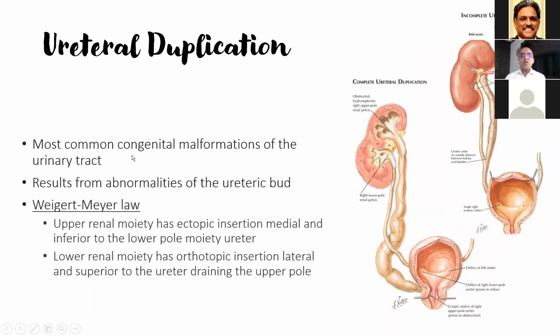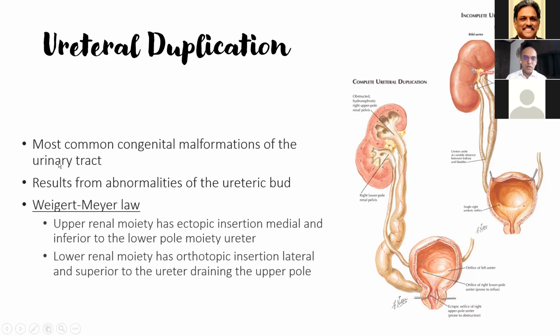There are many ureteral anomalies like primary obstructive megaureter, ureterocele, and duplication of the ureter. But duplication of the ureter is what I'm going to deal with today, because it is one of the most common congenital malformations of the urinary tract.